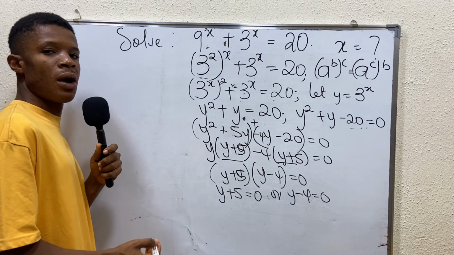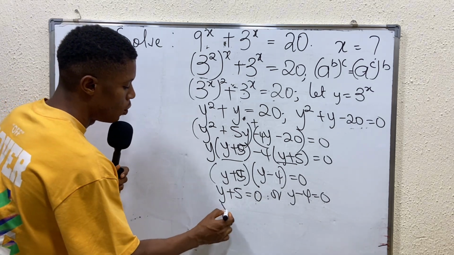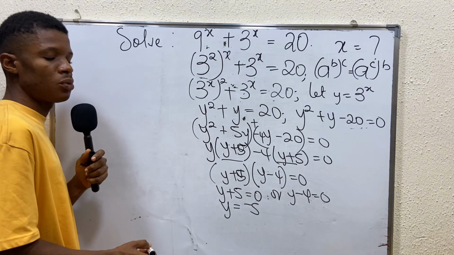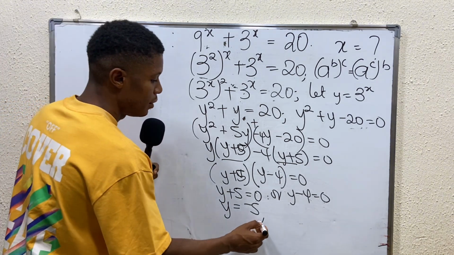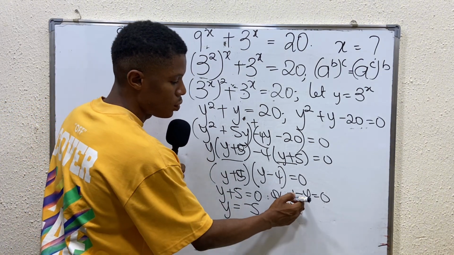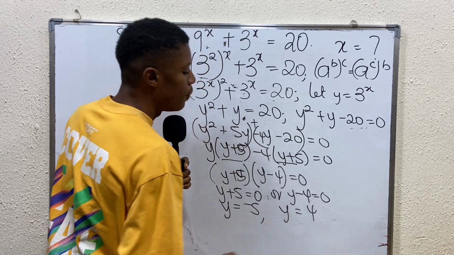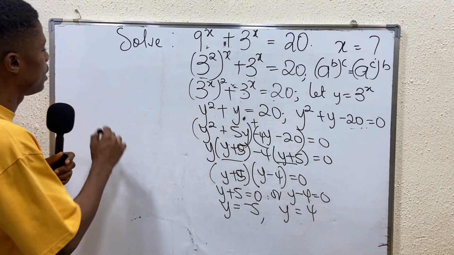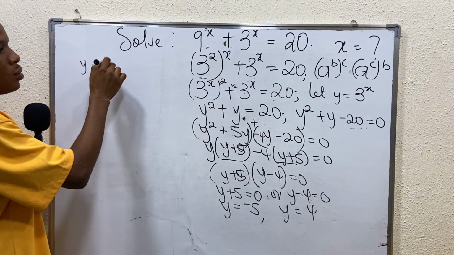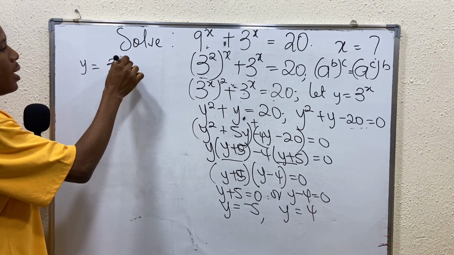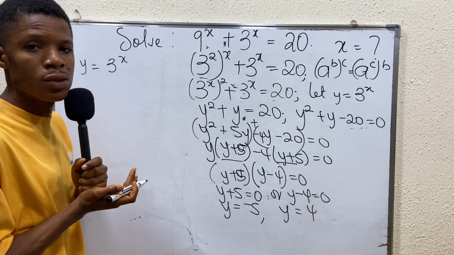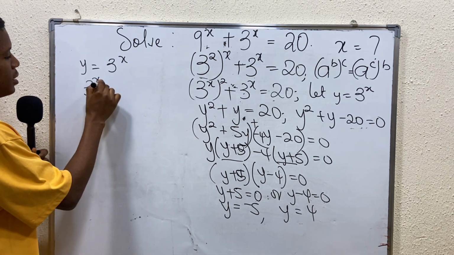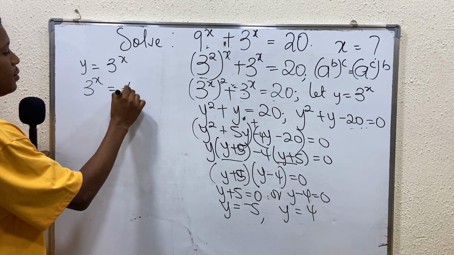Okay? So if you have that, you can now see that y is equals to minus 5. For the first one, we subtract 5 from both sides. Then for the second one, y is equals to, we are adding 4 to both sides, 4. Okay? So let's test the value. You know we say that our y is equals to 3 power x. So since we accept y to be 3 power x, we can now say that 3 power x is equals to, the first value there is 4.